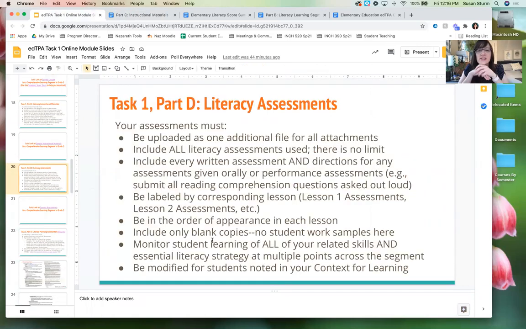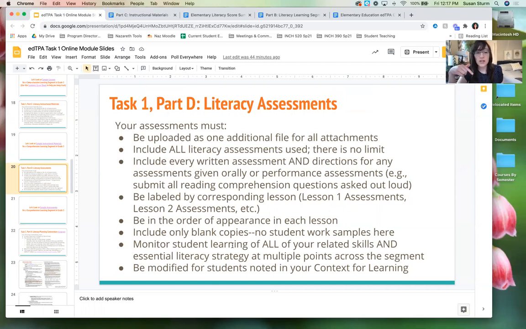And then the literacy assessments. So all of these are in one file again. There's no limit to how many you can have. Include every written assessment and directions for any assessments that are given orally. So if you're using comprehension questions asked out loud, make sure you provide those here, and how you would score your students on those. Everything gets labeled clearly in order of appearance. Include only the blank copies. No student work samples here.